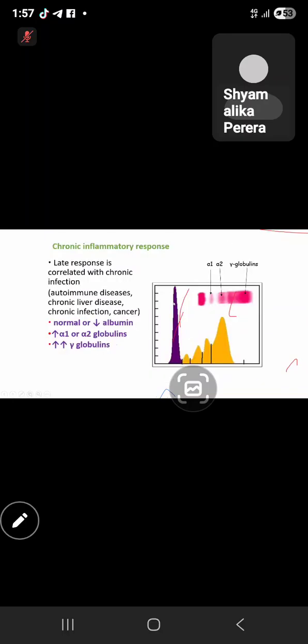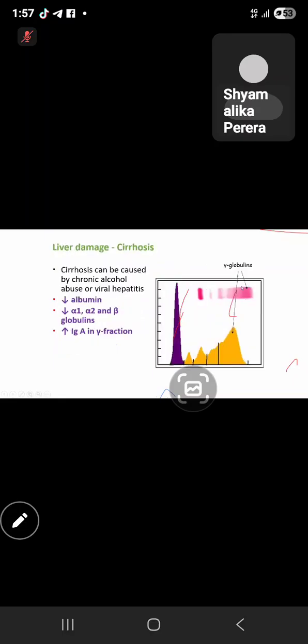Then these are the chronic inflammatory responses, like autoimmune diseases, chronic liver diseases, infections, and cancers. You can observe normal to low albumin levels, increased alpha 1 and alpha 2 globulins, and a much greater increase of gamma globulins. So this is the chronic inflammatory response pattern. And this is the liver damage or cirrhosis condition.